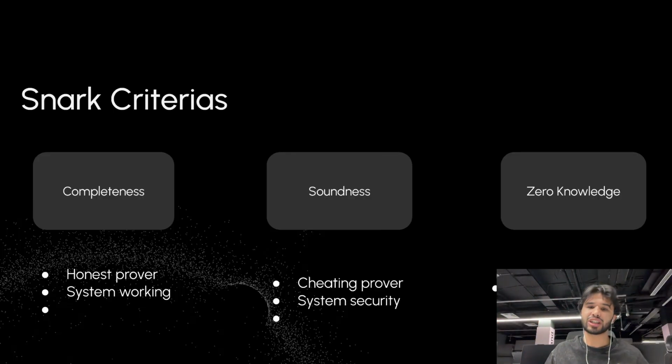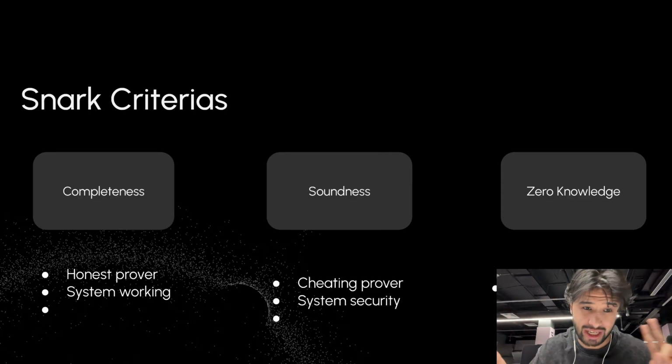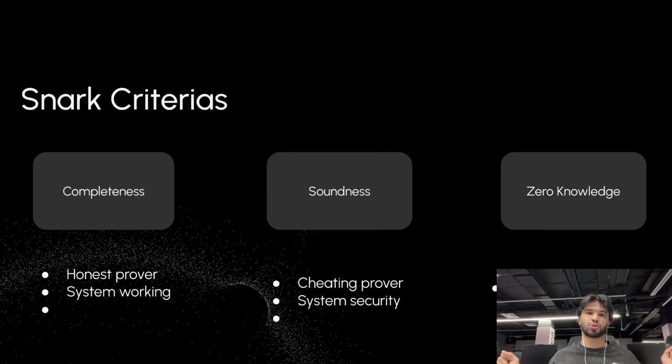And the zero knowledge part is that the verifier should not get any info about the witness, aka the secret information. So that's it. I think it was quite clear.